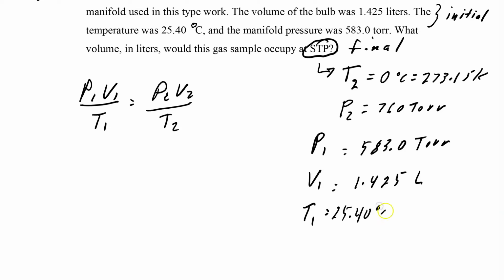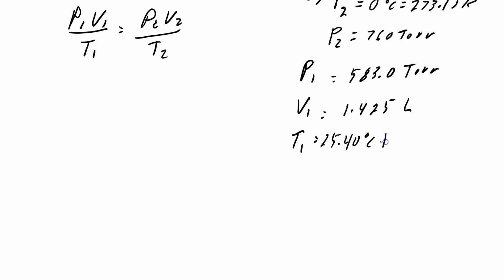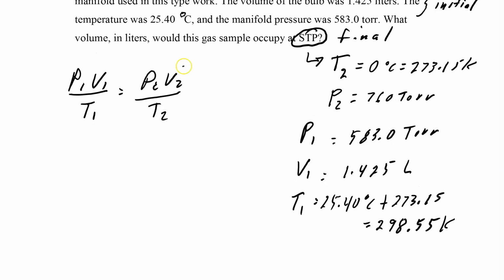T1 is 25.40 degrees Celsius. We need to convert that to kelvins, of course, so we're going to add 273.15, and doing the math on that, we end up with 298.55 kelvins. Our unknown, of course, is going to be V2, so let's put our question mark here. Final volume after we change temperature and pressure.